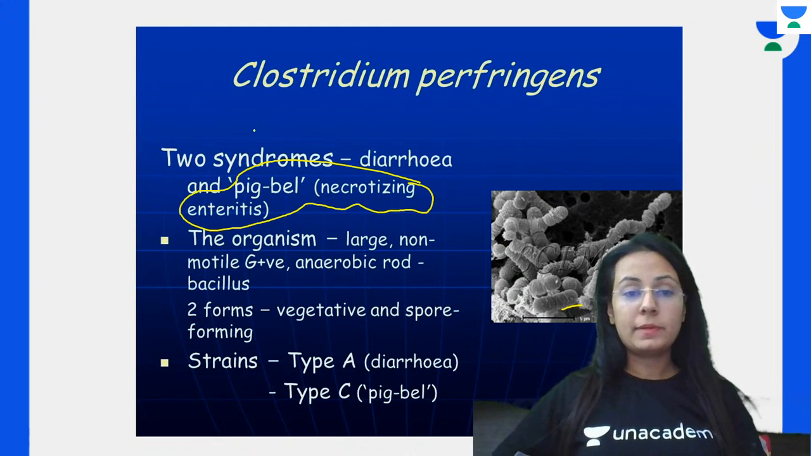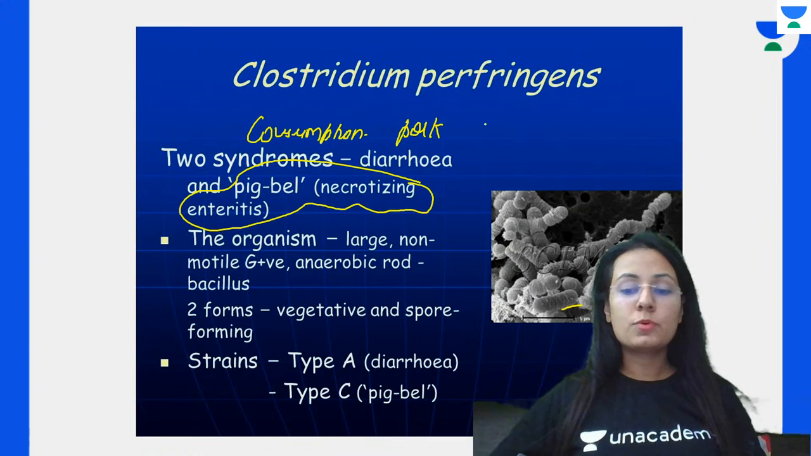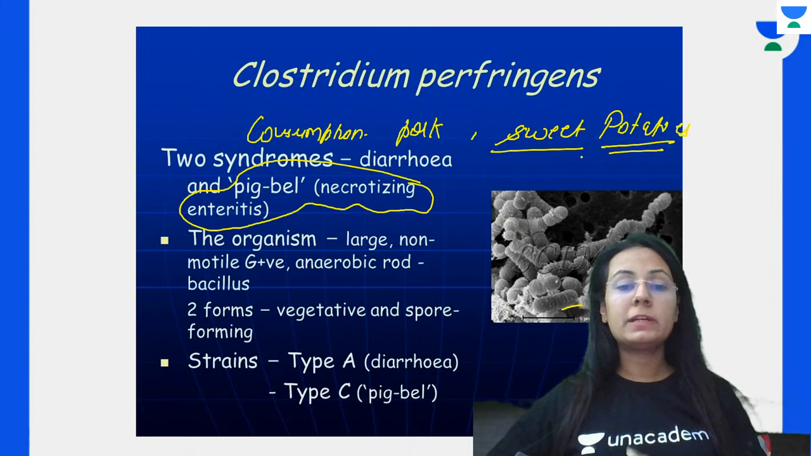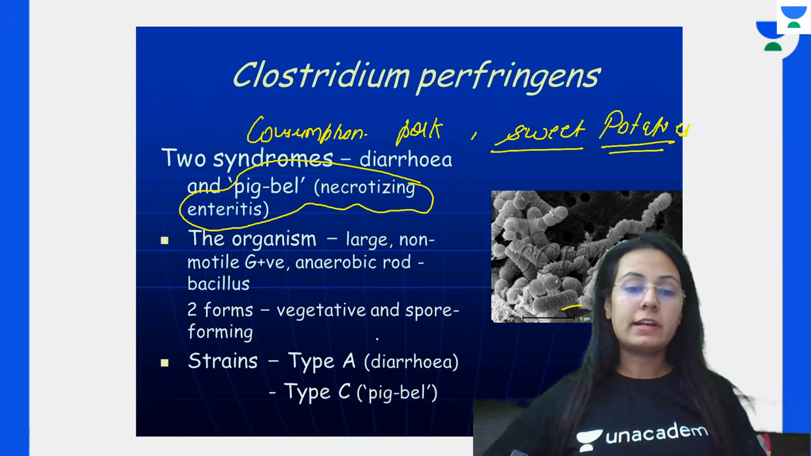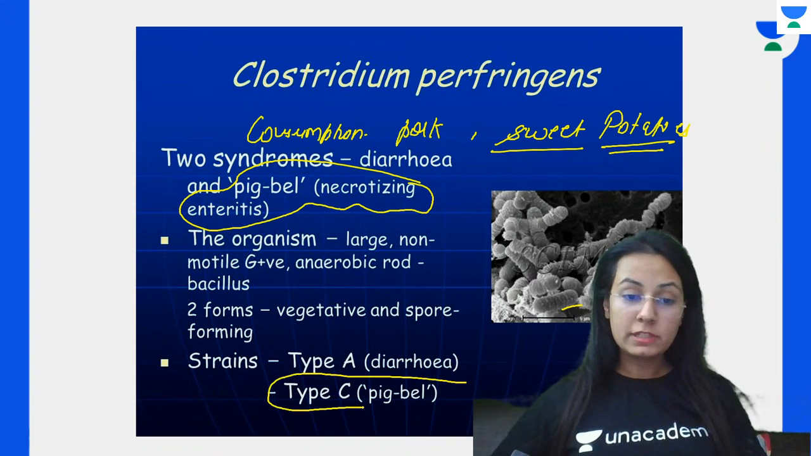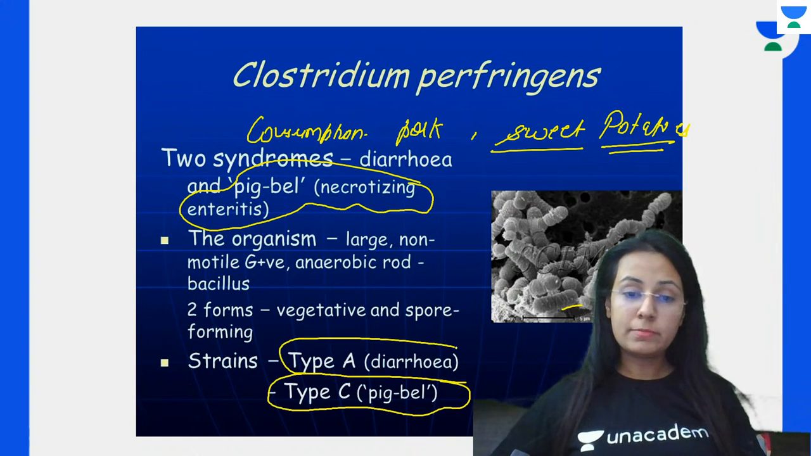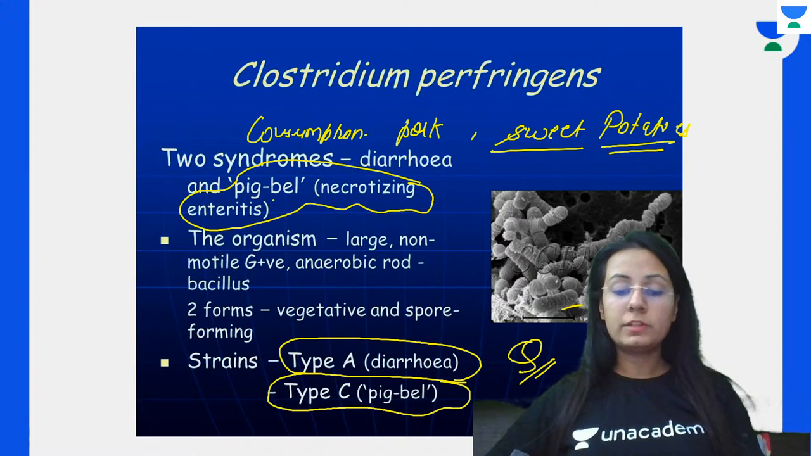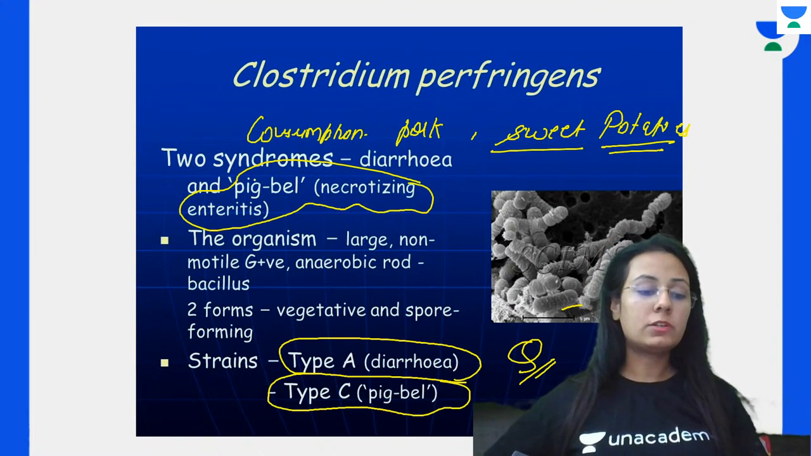It is what happens after consumption of pork contaminated by the spores, along with a history of consumption of sweet potatoes. All right. That is causing the pig bell or necrotizing enteritis. And the pig bell is mainly caused by the type C strain and the diarrhea by the type A. Please remember, pig bell is caused by type C of Clostridium perfringens.